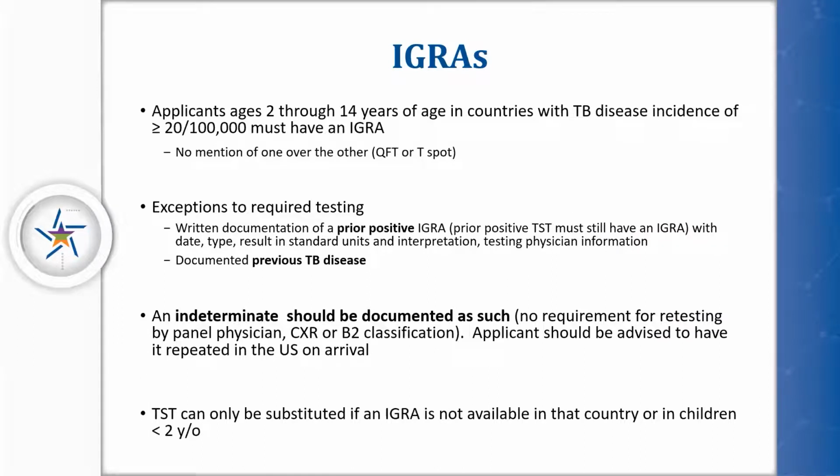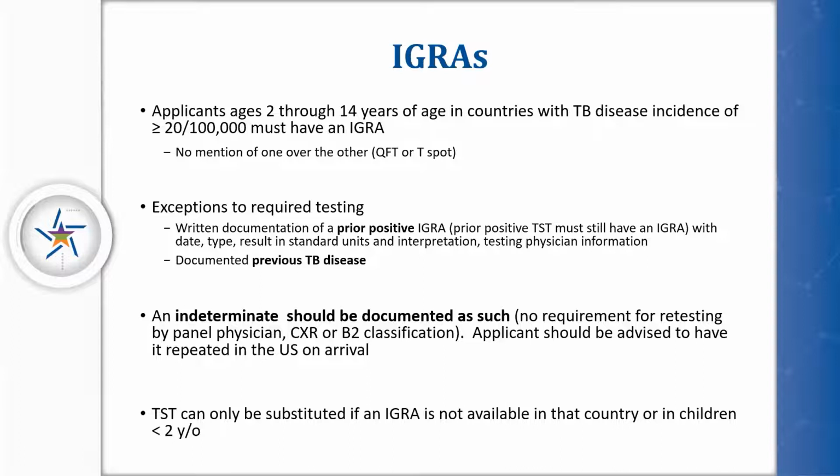So IGRAs. IGRAs were added in. Now, applicants ages 2 through 14 years in countries with TB incidence of greater than 20 per 100,000 cases of TB per year must have an IGRA. There is specifically no mention of one IGRA over the other, whether the QuantiFERON, what's available now, the QuantiFERON-Plus, or the T-SPOT.TB. Either test should be considered adequate.